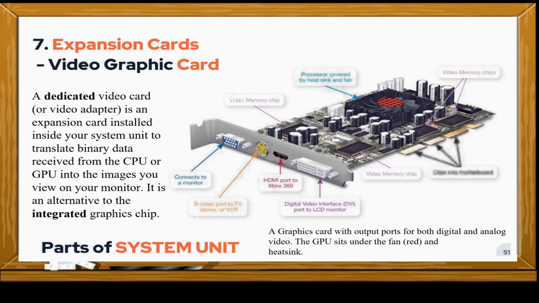Now, my dear learners, let's take a look at examples of expansion cards. First is the video graphic card. A video graphic card is a dedicated video card or video adapter. It is an expansion card installed inside your system unit to translate binary data received from the CPU or GPU into the images you view on your monitor. It is an alternative to the integrated graphic chips.